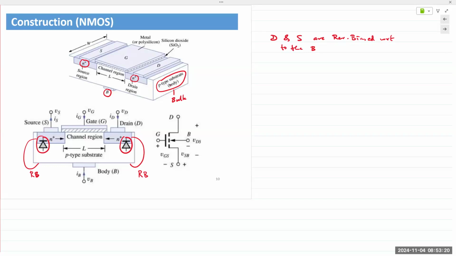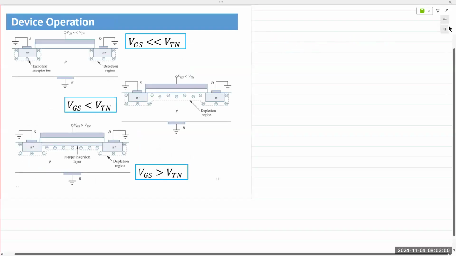The channel region, of course, is between the two N-type regions. Now, again, it's an N-type region, so we need an N-type channel if we want to have current flow. So we go through the process: we apply a negative voltage, VG, VS, and VD are negative with respect to the body. Then let's see device operation at that point.